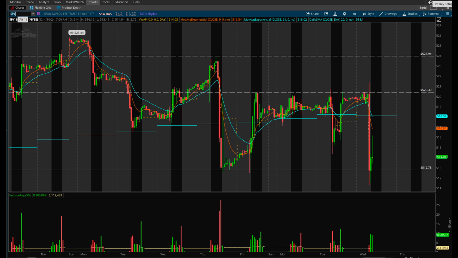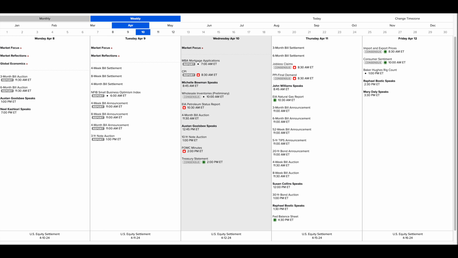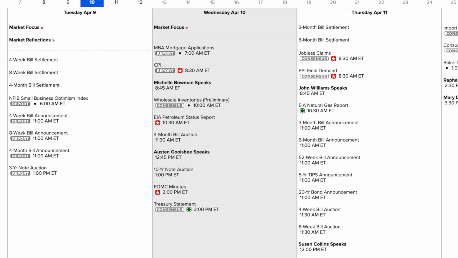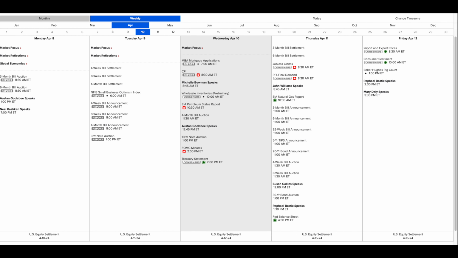Let's go over the market context today, including the economic news. We'll start with the economic calendar. So today on Wednesday, April 10th, we have CPI at 5:30 a.m. and then we're going to have FOMC minutes at around 11 a.m. PST, 2 p.m. Eastern Time. CPI was 8:30 a.m. Eastern Time. And so CPI happened in the pre-market.